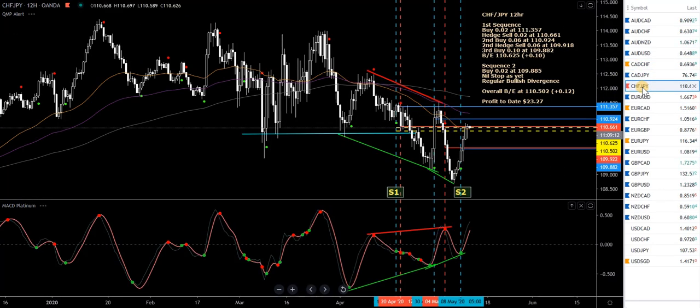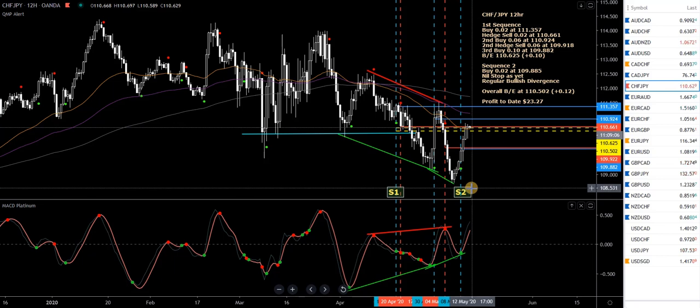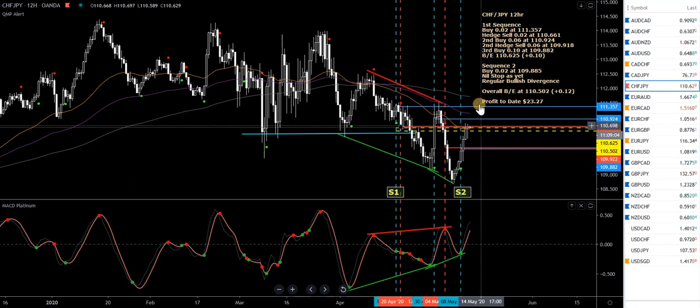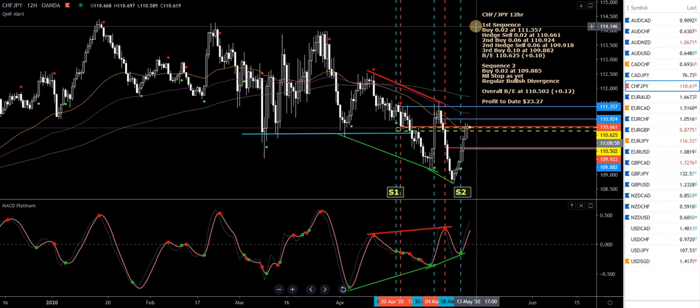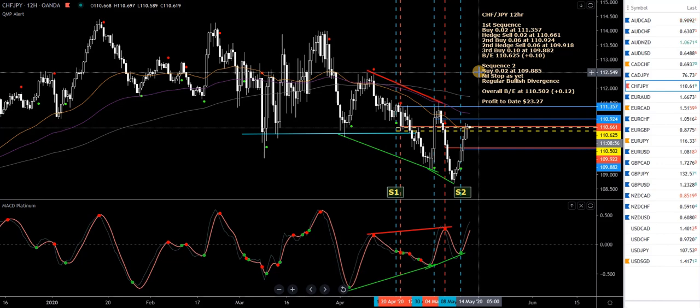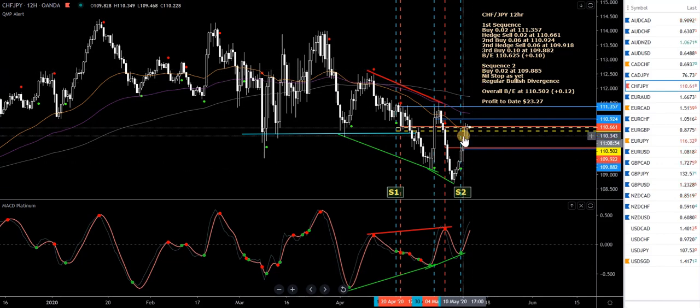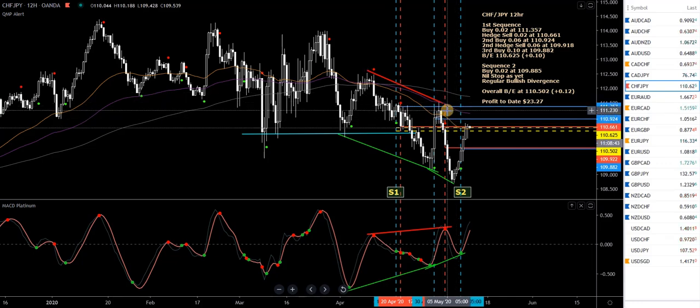Now the Swiss yen, this is a pair I spoke about in the video this morning. You see S1, S2, that means sequence 1, sequence 2. You can pause the video if I'm talking too quick or you don't understand and read my notes. So first sequence, S1, second sequence, S2. And that's just generally on the line where the trades start. And as you can see, blue lines represent buy trades, and the red lines represent sell trades.